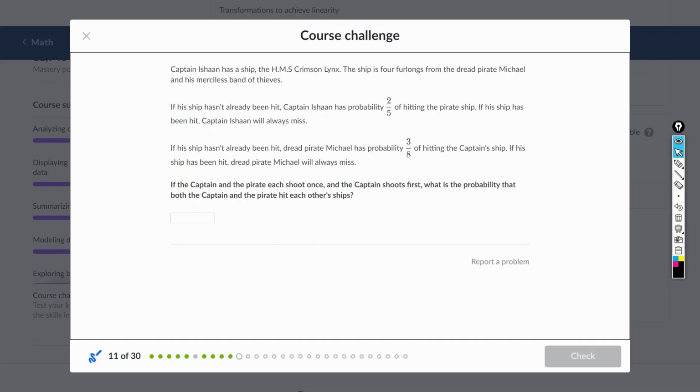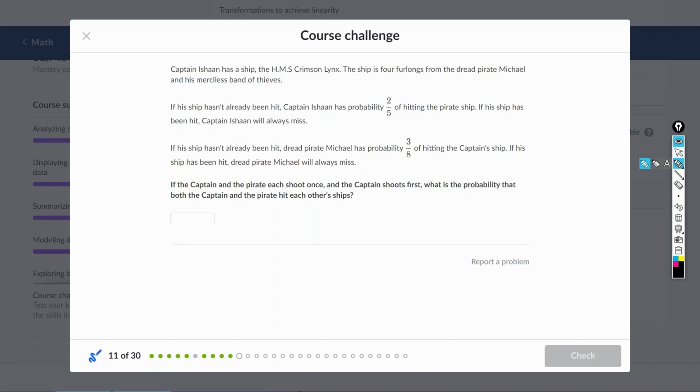C has a ship. The ship is four furlongs from the dread pirate Michael. If the ship hasn't already been hit, the captain has a probability of 2/5 to hit the pirate. If the ship has been hit, he will always miss. If the ship hasn't already been hit, the pirate has 3%.